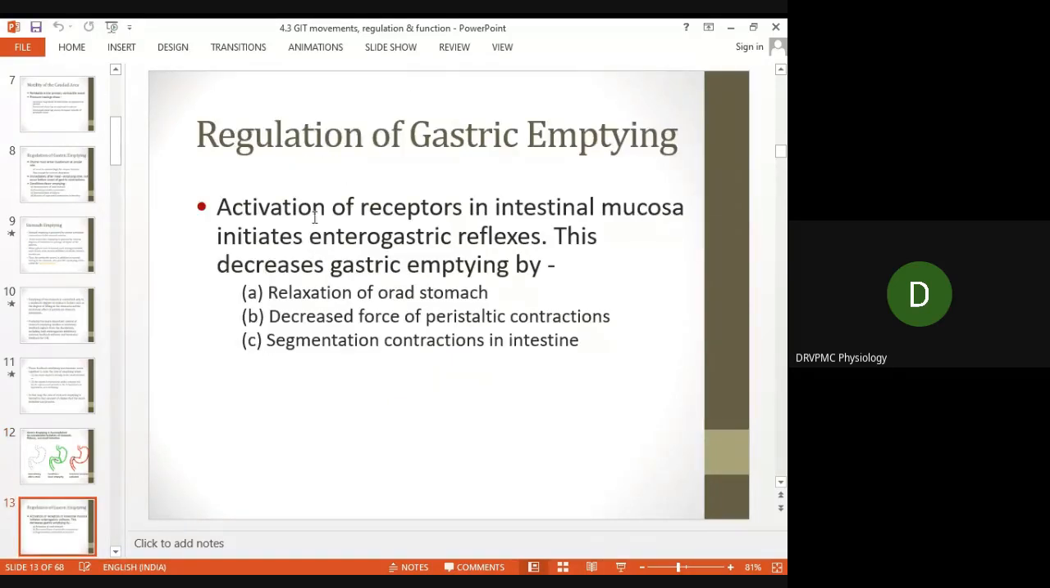Regulation of gastric emptying: activation of receptors in the intestinal mucosa initiates the enterogastric reflex. Okay, what is the enterogastric reflex? Because of food coming into the intestine, there is an action on the stomach. This decreases gastric emptying by, number 1, relaxation of the orad stomach. The proximal stomach will relax. Number 2, decreased force of peristaltic contraction, and number 3, segmentation contraction in the intestine.